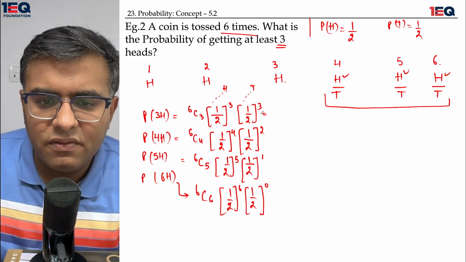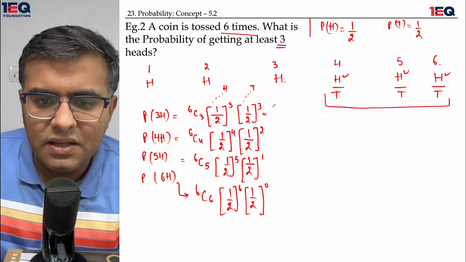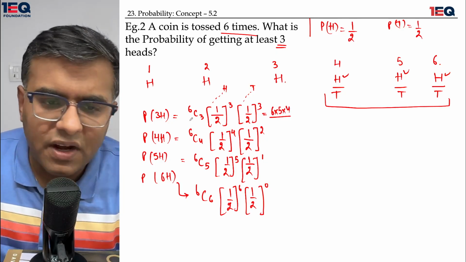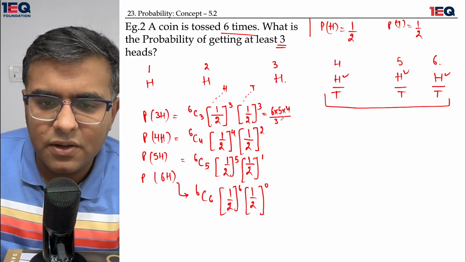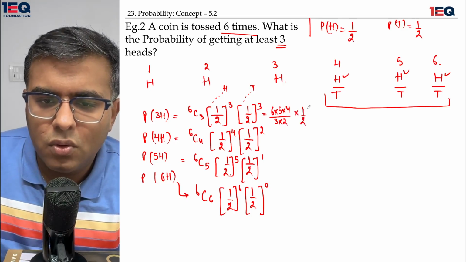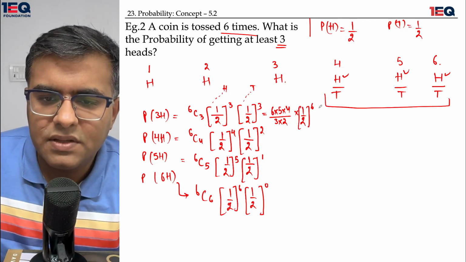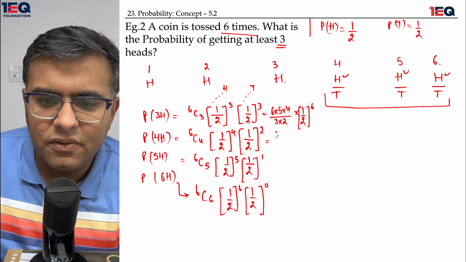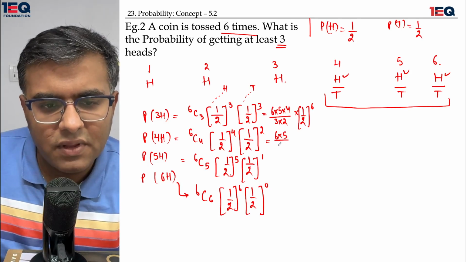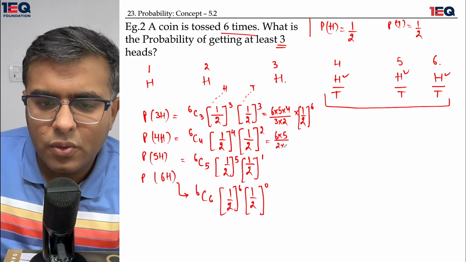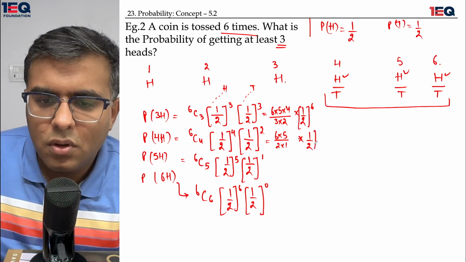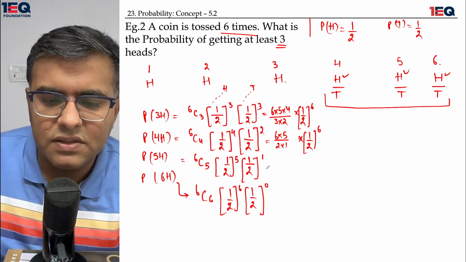Let me first solve the first equation. 6C3 is nothing but 6 into 5 into 4 whole upon 3 factorial, which would get cancelled. 6 minus 3 is 3 factorial, 3 into 2, multiplied by 1 by 2 raised to the power 6. Similarly, 6C4 is nothing but 6 into 5, the 4 would get cancelled off. Then 6 minus 4 is 2, 2 into 1. Again, it would be multiplied by 1 by 2 raised to the power of 6.